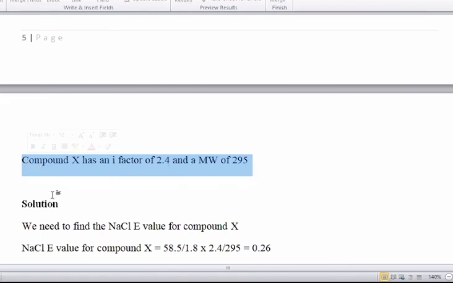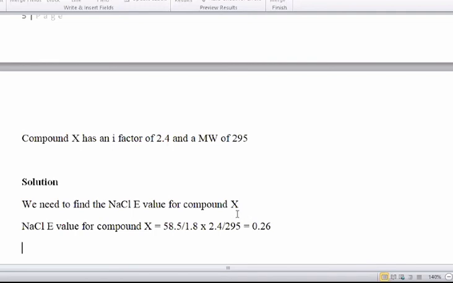Okay, we move on. Let's calculate the E value for this compound X. E value is equal to molecular weight of sodium chloride divided by I factor of sodium chloride, multiplied by I factor of compound X divided by molecular weight of compound X. I've just gone straight forward: 58.5 is the molecular weight of sodium chloride, I factor 1.8, multiplied by the given I factor divided by the given molecular weight, and we get something like 0.26. So please confirm with me that this E value is actually 0.26.